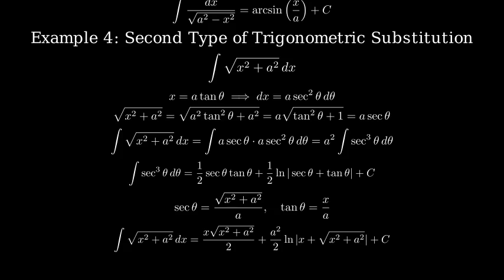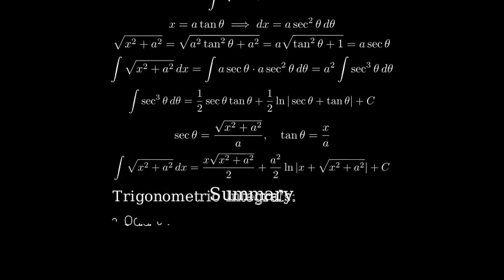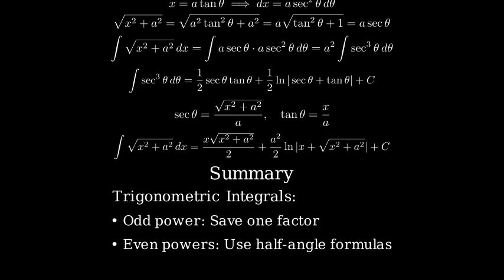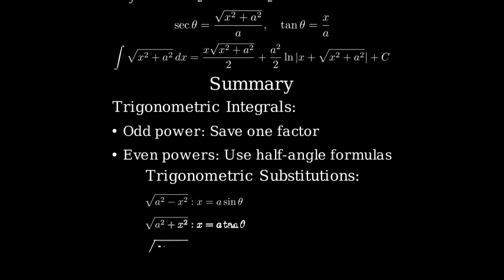To summarize what we've learned today, for trigonometric integrals, we have specific strategies based on the powers. If one power is odd, save one factor for substitution. If both powers are even, use half-angle formulas. For trigonometric substitutions, we match the type of radical. For square root of a squared minus x squared, use x equals a sine theta. For square root of a squared plus x squared, use x equals a tangent theta. For square root of x squared minus a squared, use x equals a secant theta.